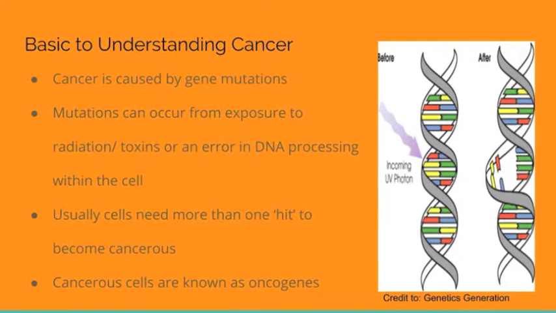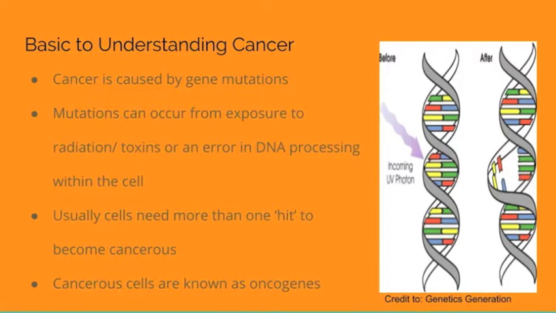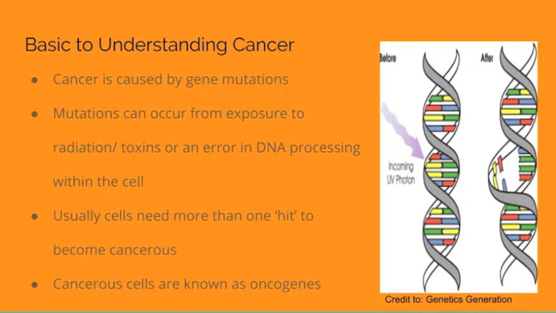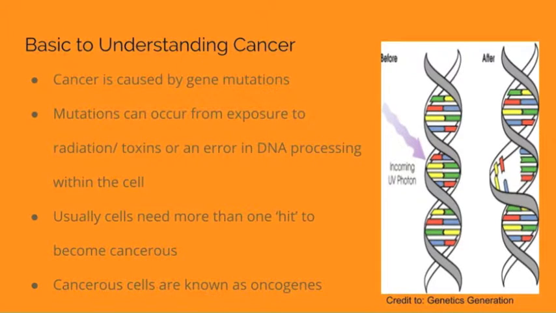Mutations can be caused by a variety of things, including carcinogens, so being exposed to radiation or toxins, or errors in DNA processing. For example, when the DNA isn't repaired properly, or when DNA is copied and there's a mistake in that copying process. When a gene has been mutated, it becomes an oncogene, which promotes rapid, uncontrollable cell growth, and all of those extra cells end up creating a tumor.